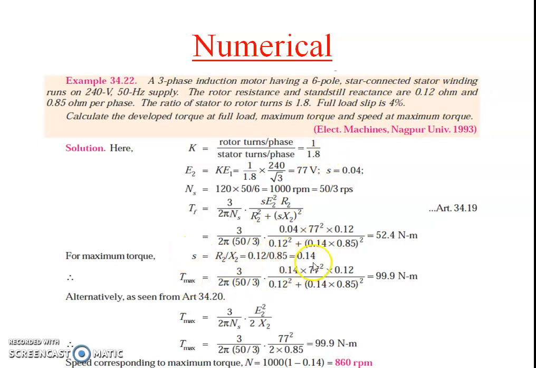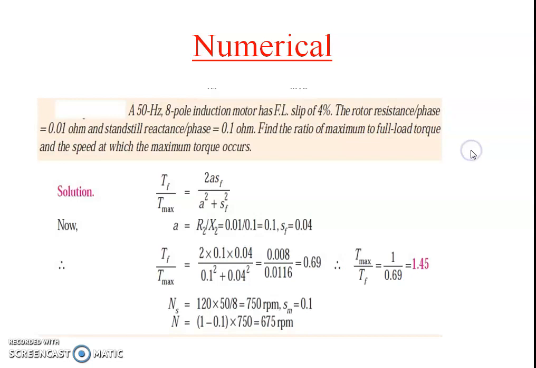Again, if they want the maximum torque, by using this formula Tmax equals 3 divided by 2 pi Ns into this expression, you will get the value in Newton meter again. Then you can easily find the running torque and the maximum torque. As I said earlier, this may be asked in rare cases, but we have to prepare for the same. Again we will move to the next example.